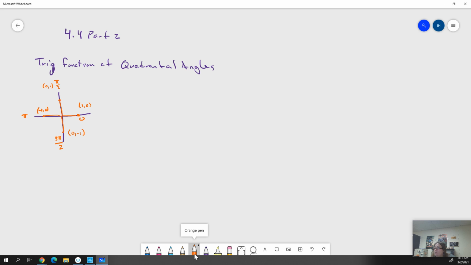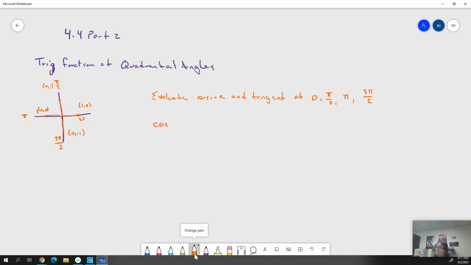And so what we are going to do is evaluate cosine and tangent. We could do any trig functions, right? But we're going to evaluate cosine and tangent at the quadrantal angles, which are 0, pi over 2, pi, and 3 pi over 2. So we are only doing cosine and tangent. So let's look at 0 first.